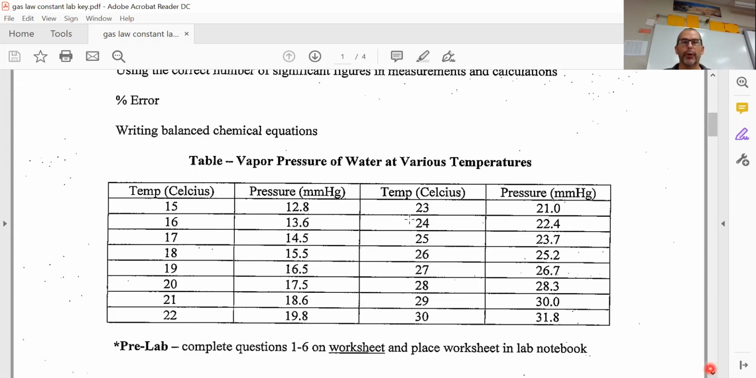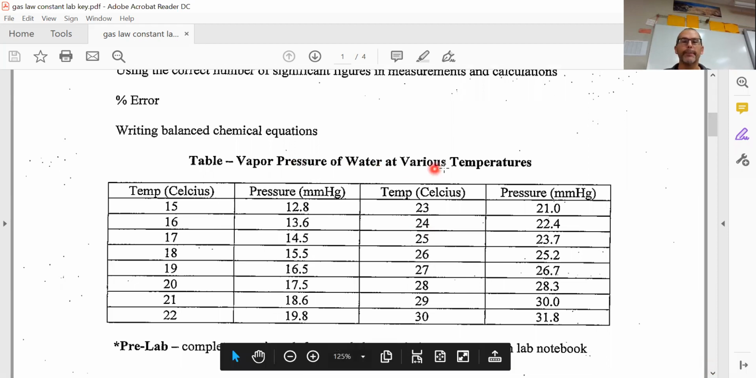Notice this vapor pressure chart for water. We're going to come back to this, but I think our temperature is going to be 22 degrees, and the vapor pressure of water at 20 degrees is about 20 millimeters mercury, or 19.8 millimeters mercury. We're going to end up using that piece at some point.